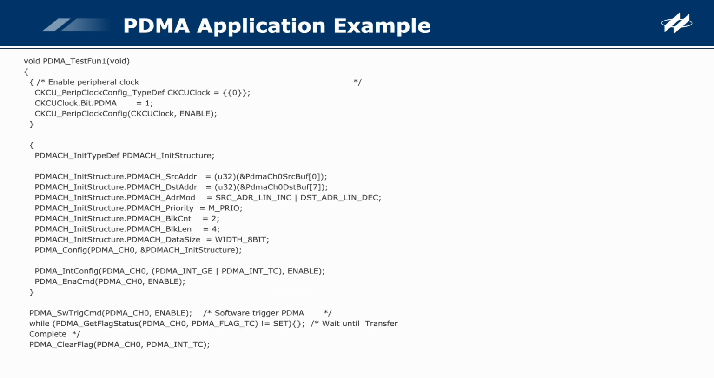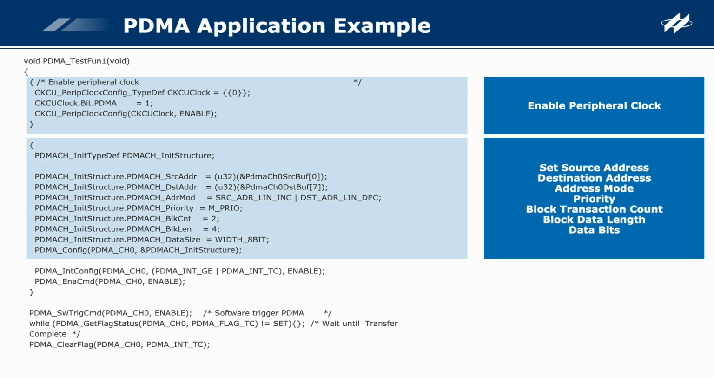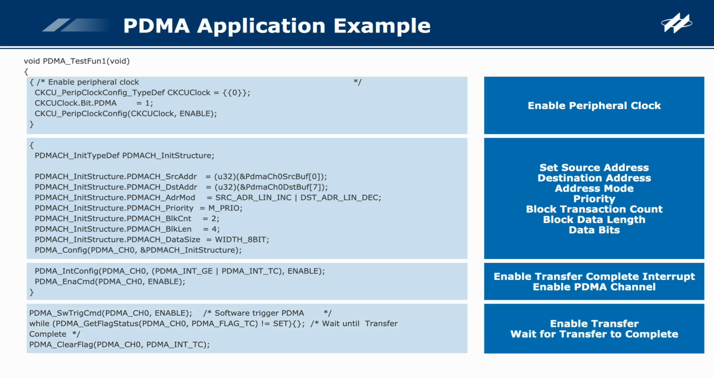Here are critical codes of this example. The first is to enable the PDMA clock. Then set the PDMA in order: source address, destination address, priority, blocks transaction count, block data length, and data bits. Enable the PDMA interrupt control and transfer channel. Enable the transfer.